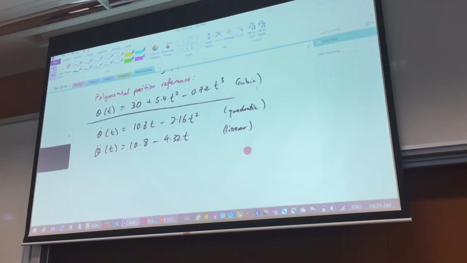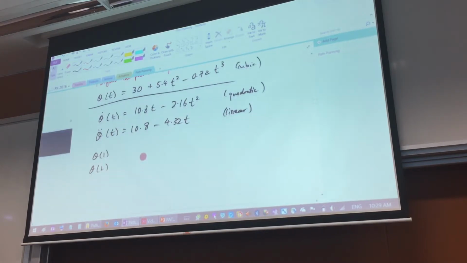But we haven't solved for what you asked for, which is theta 1, theta 2, theta 3, and theta 4. We want to find out what is the angle at time equal to 1 second, 2 seconds, 3, and 4 seconds. So what we need to do is just take the position reference and put in 1 into t, minus 0.72, equal to 34.68 degrees.